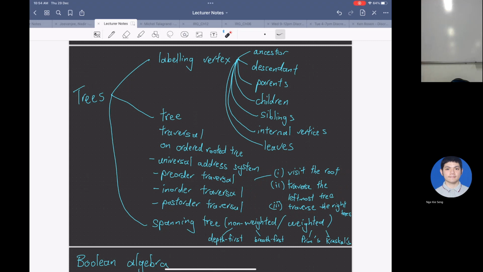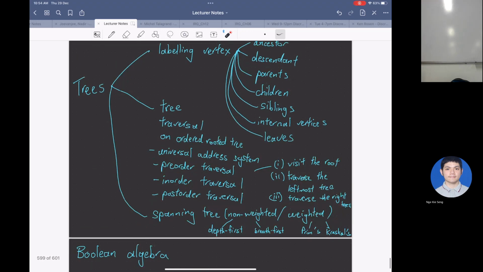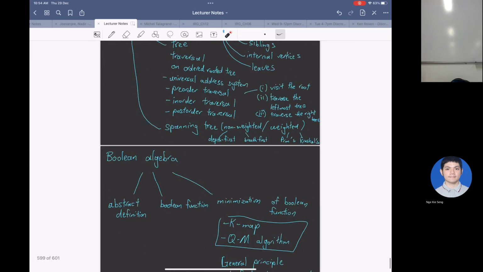And then the last part on trees is the spanning tree. Find the spanning tree for a non-weighted or a weighted one. If non-weighted, you have two methods, depth first or breadth first. For weighted, you have Prim's and Kruskal's. I think I didn't put much on this section; maybe you can just read through. I think that's all for the trees.